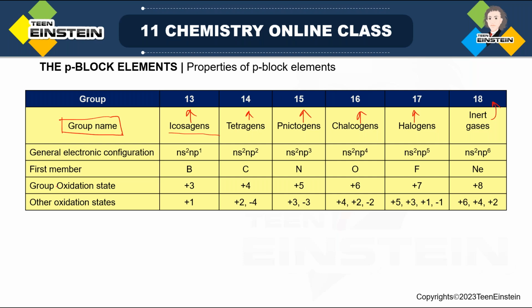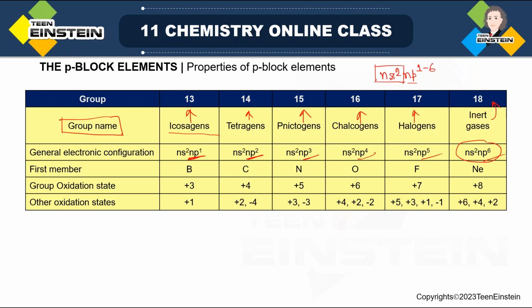Now, overall, if we consider the electronic configuration, then it should be ns2 np1 up to 6. So ns2, this part is fixed, but the np part, that is changing. So when it is group 13, it is np1. Then gradually extra electrons are added, it is np2, then np3, np4, np5, and np6. Now maximum capacity reached. And for inert gases, maximum capacity reached, and it is a fully filled configuration.